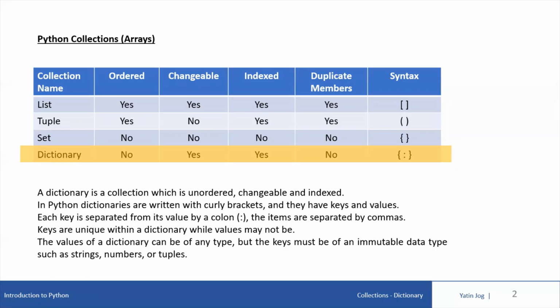So now this is the basic introduction to the collections of type dictionary. Now we'll see some examples to get more explanation about what is the meaning of they are not ordered, they are changeable, they are indexed, and they cannot contain duplicate members. So we'll see some more explanation on this.